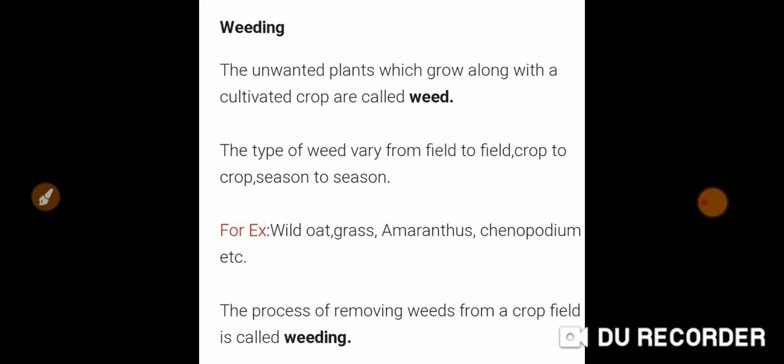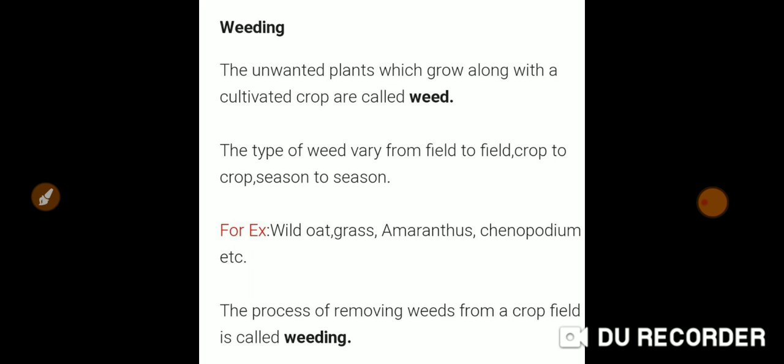As we have already discussed weeding, and before understanding weeding, we should know what a weed is. As I have already told you, the unwanted plants that start growing along with the main crop are called weeds. Fine, we need to remove them, and the process of removing these weeds is known as weeding.